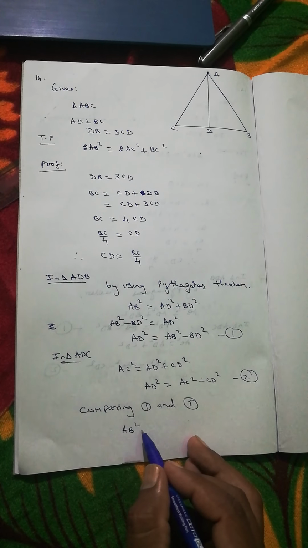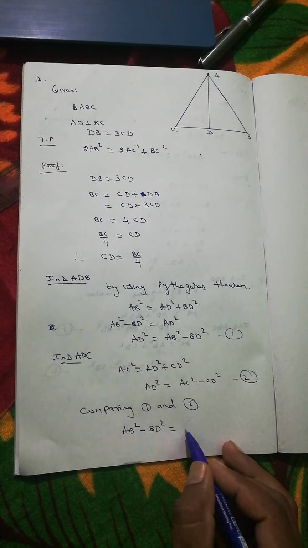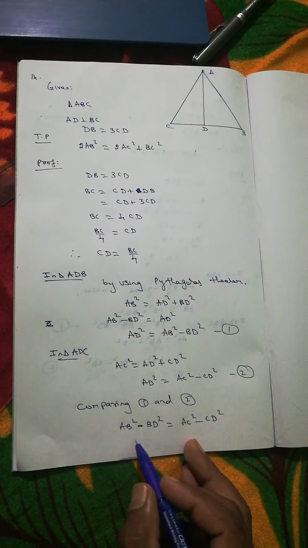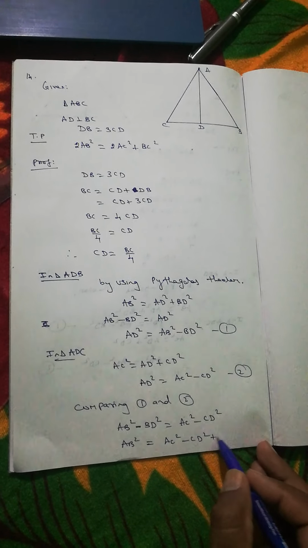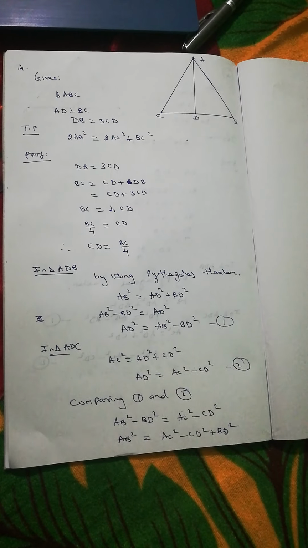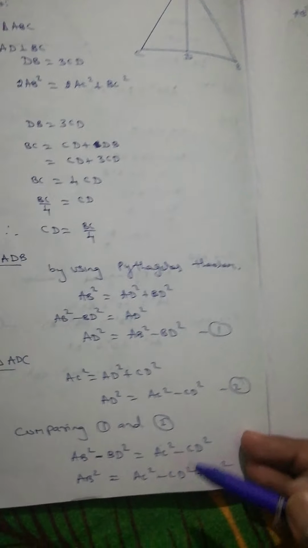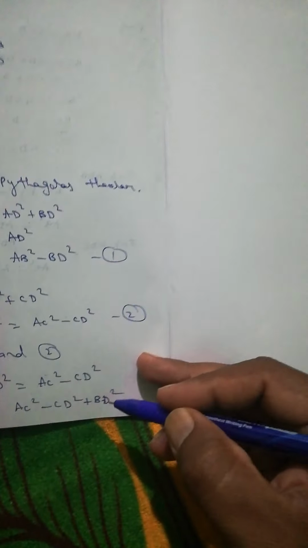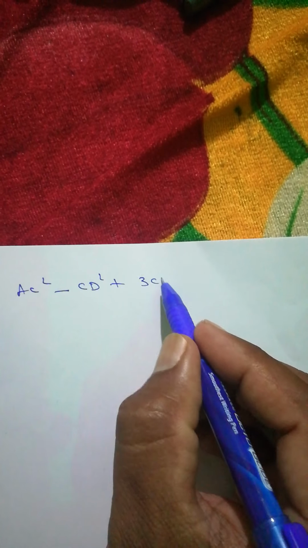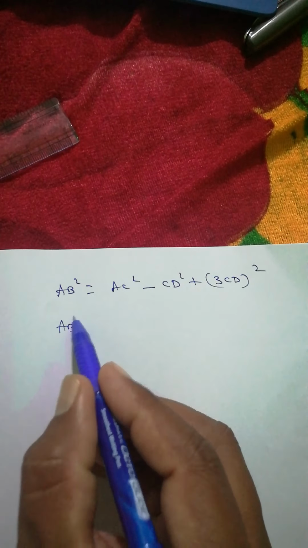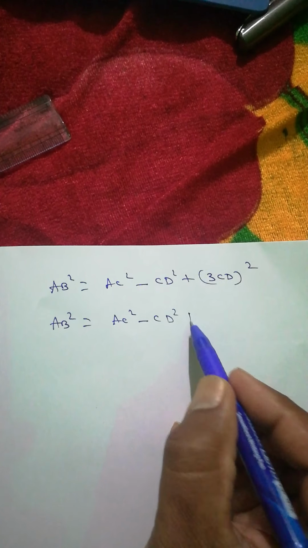So AB square minus BD square equal to AC square minus CD square. Here we can write AB square equal to AC square minus CD square plus BD square. Now BD equal to 3CD, so we write 3CD whole square. Therefore AB square equal to AC square minus CD square plus 9CD square.